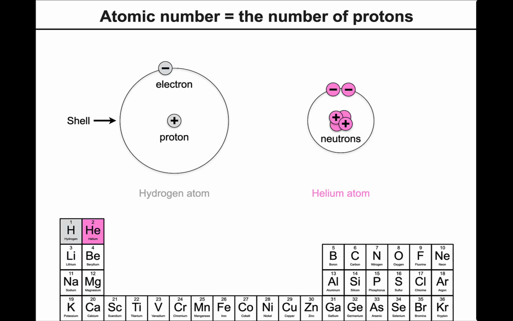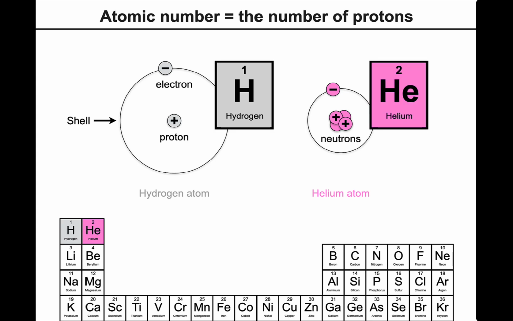Now, I said before that the number of electrons does not define what kind of an atom you have. You could take this helium and remove an electron. Is that still a helium atom? Yes, it is. It's just a charged form of helium, but it's still a helium atom. So from this point forward, you're never going to forget that a hydrogen has one proton. That's what defines a hydrogen. And a helium has two protons. That's what defines a helium. We can have different numbers of electrons, different numbers of neutrons, but what matters is the number of protons.